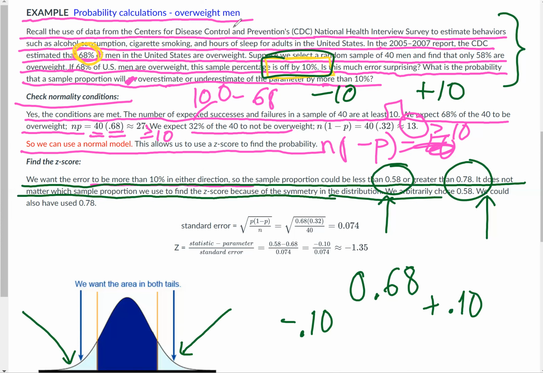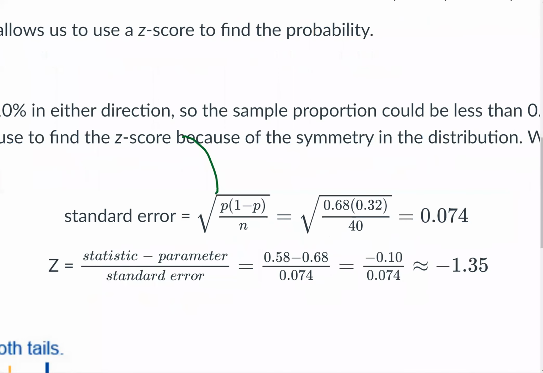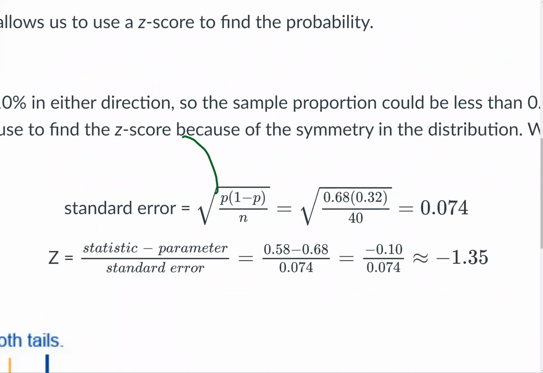Okay, so we'll do this calculation. I'm going to try to zoom in here so we can see this calculation they're doing. Okay, so standard error. They're calculating it just based on that same formula we saw before. Standard error is the square root of p times 1 minus p, where p is the population proportion, 0.68, times 1 minus p.